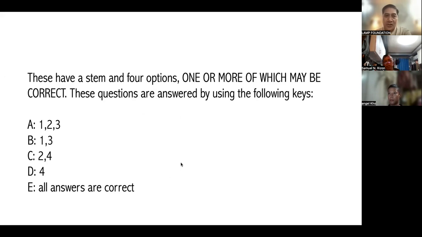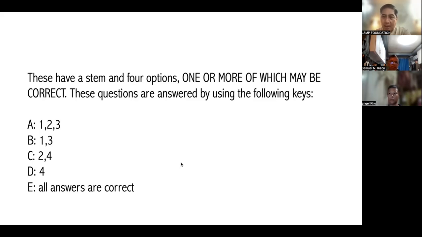I think we have over 70 questions, and the type of exam is called the Morse type. No? So for those who are not familiar with this type of assessment, let me summarize it. All the questions have a stem and 4 options, one or more of which may be correct. These questions are answered by using the following keys. Letter A, you answer A if 1, 2, and 3 are correct. So there are only 4 options. If 1 and 3 are correct, you answer B. If 2 and 4 are correct, you answer C. If only 4 is correct, you answer D. And E, all answers are correct.